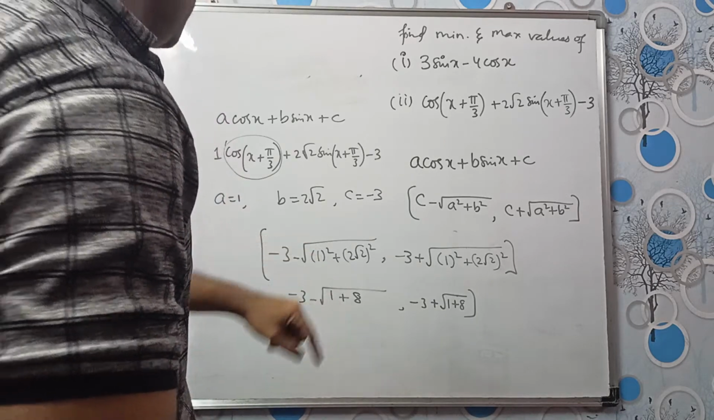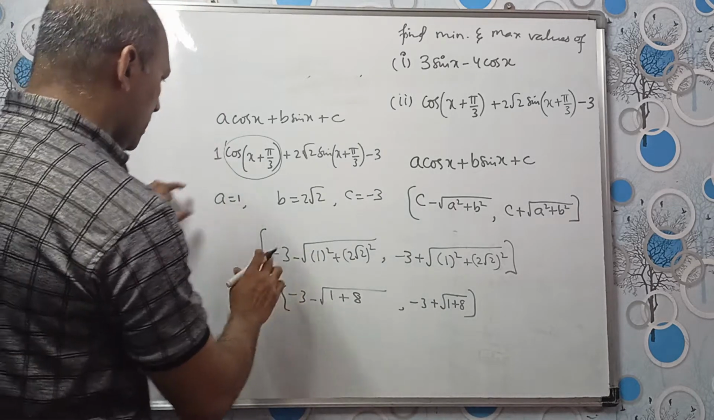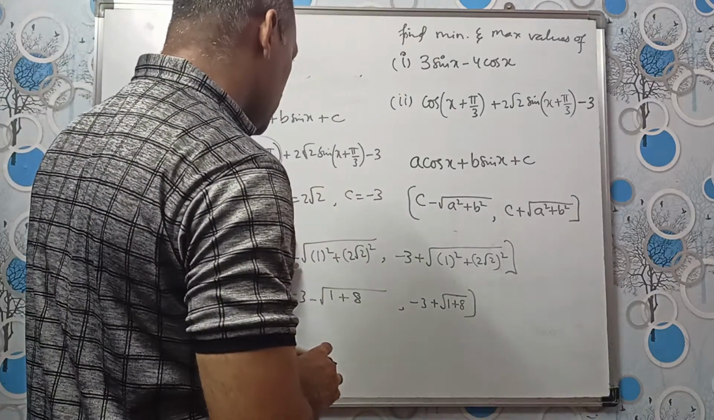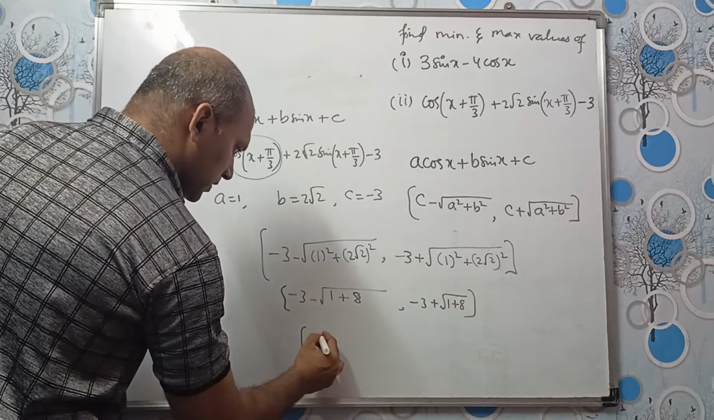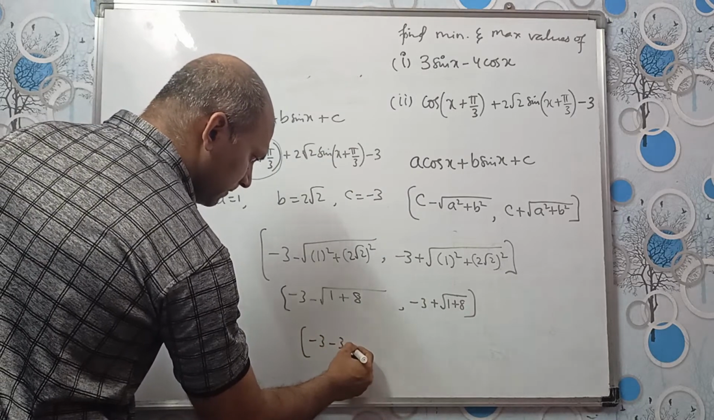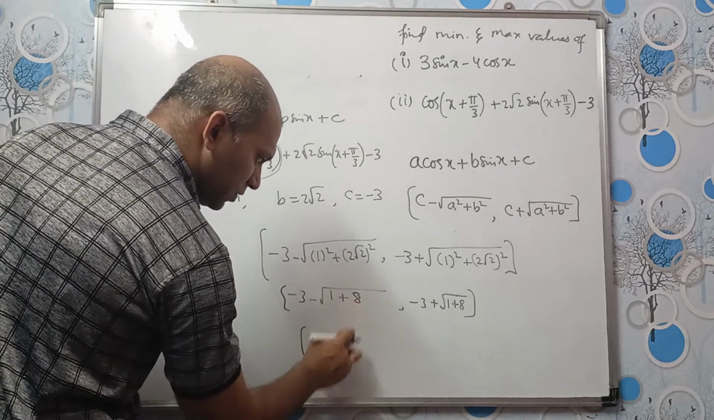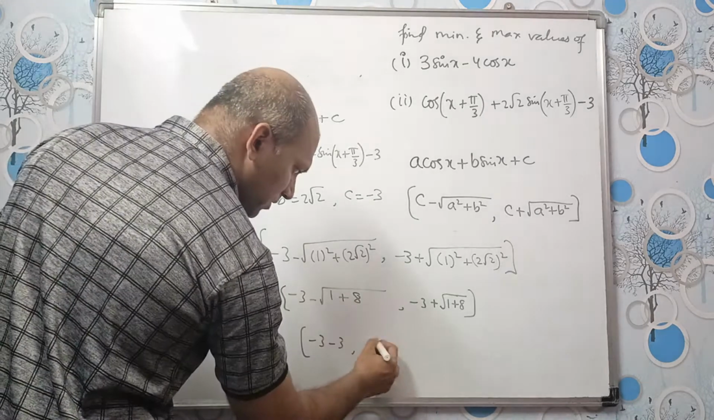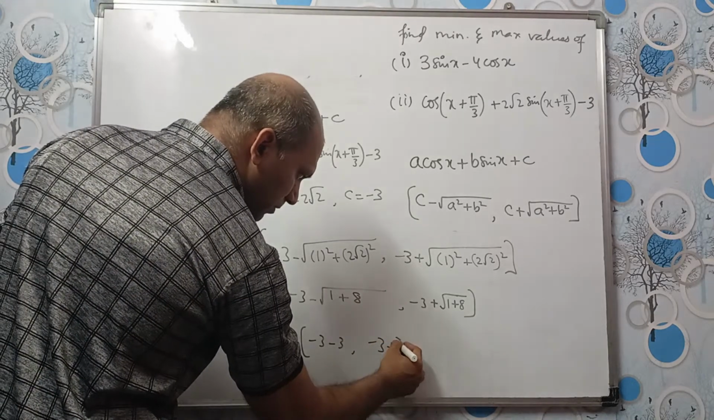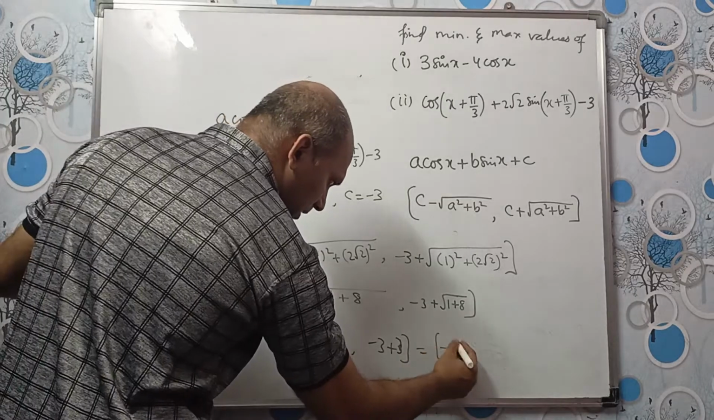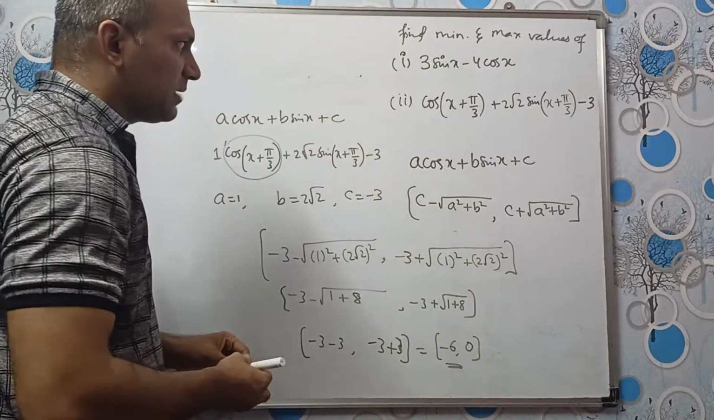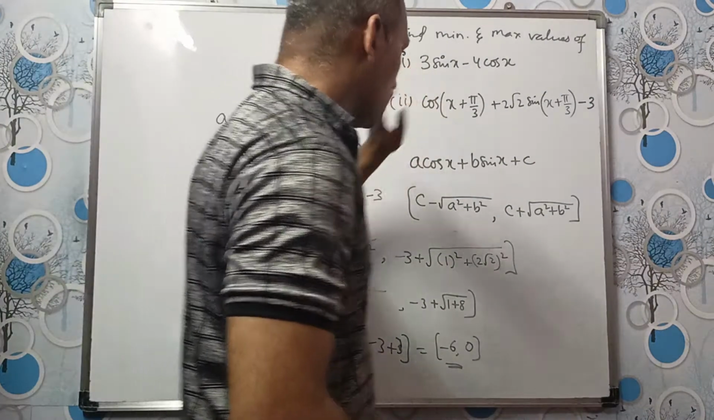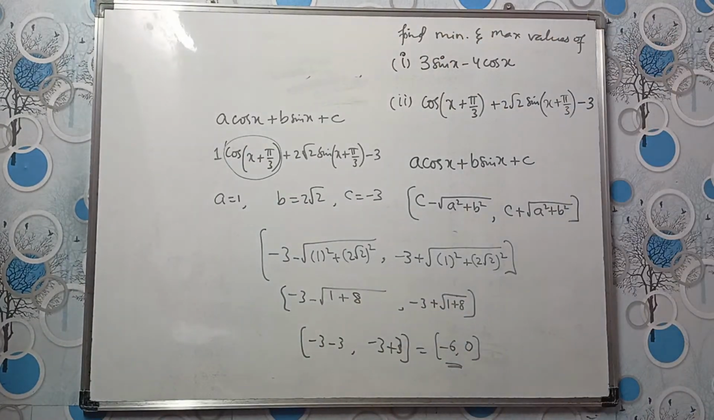Minus c minus, okay. Am I making any mistake here? Minus 3. Okay, so this is minus 3 because 1 plus 8 is 9, root 9 is minus 3, right? So this will be minus 3 plus 3. So this is minus 6 and 0. So minimum value will be minus 6 and maximum value will be equal to 0. Okay.